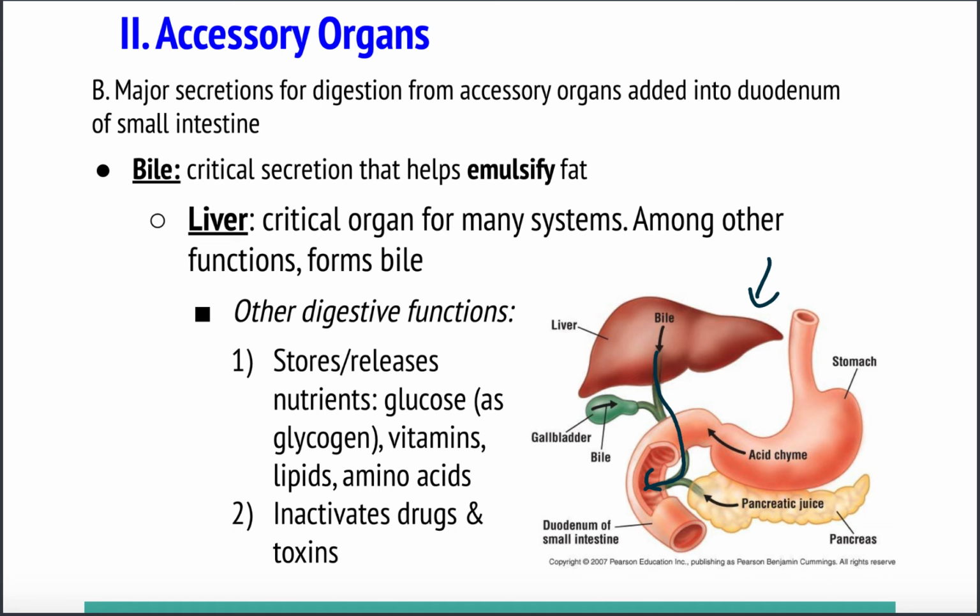One thing you may not know is your liver is actually one of the really large organs in your abdominal cavity. And it actually can store a lot of excess food. So it stores and releases nutrients. If you have extra glucose in your blood, you can store it as glycogen in your liver. If you have extra vitamins, lipids, or amino acids, which again, amino acids are parts of proteins, if you have excess of any of that, you can actually store it in your liver if you don't have a place to put it in your body.